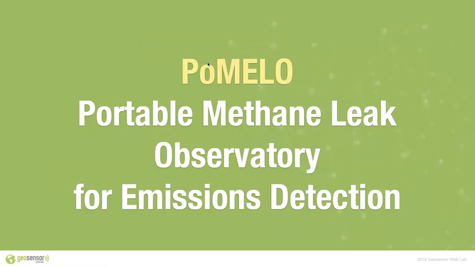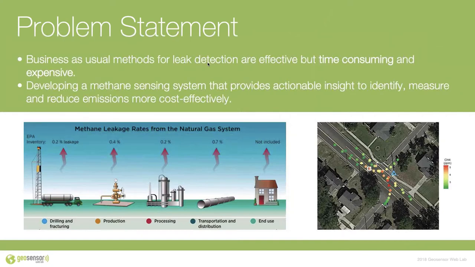The other project is called Pomelo. Pomelo is a portable methane leak observatory detection for emissions. And as some of you might know, the federal regulations for methane are going to be enforced in Canada from the 1st of January 2020. So most of the oil and gas industry companies have to regularly inspect their oil and gas facilities. The business as usual methods are effective for leak detection, but they are so time consuming and expensive, especially if they're going to do it for hundreds and thousands of oil and gas facilities a couple times a year.